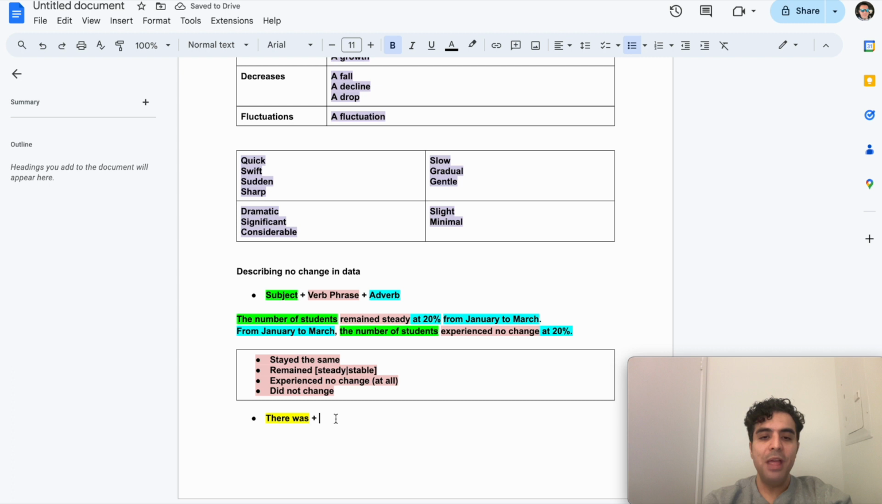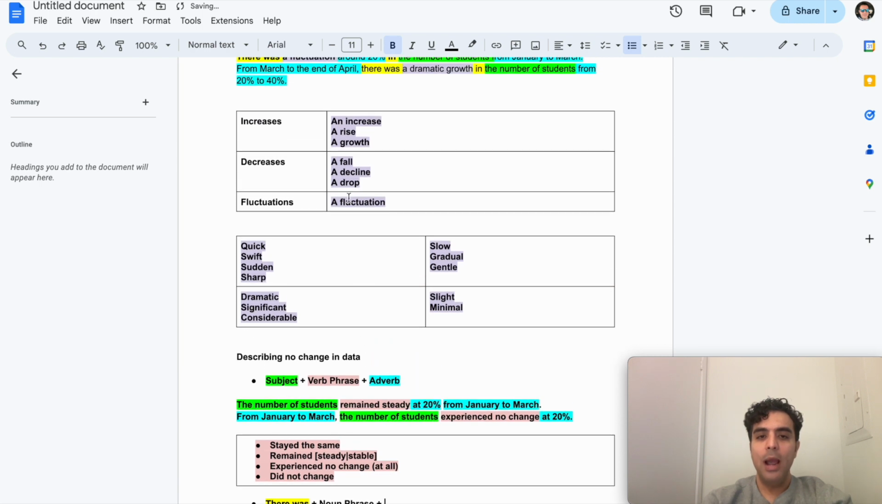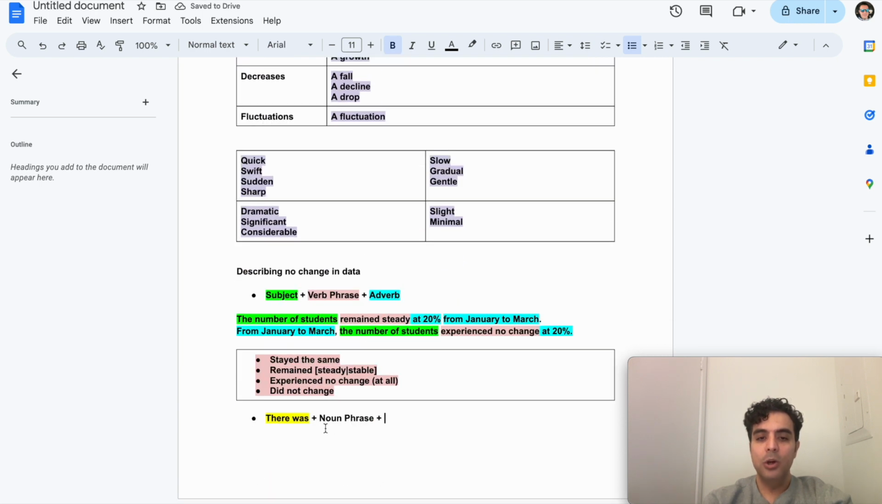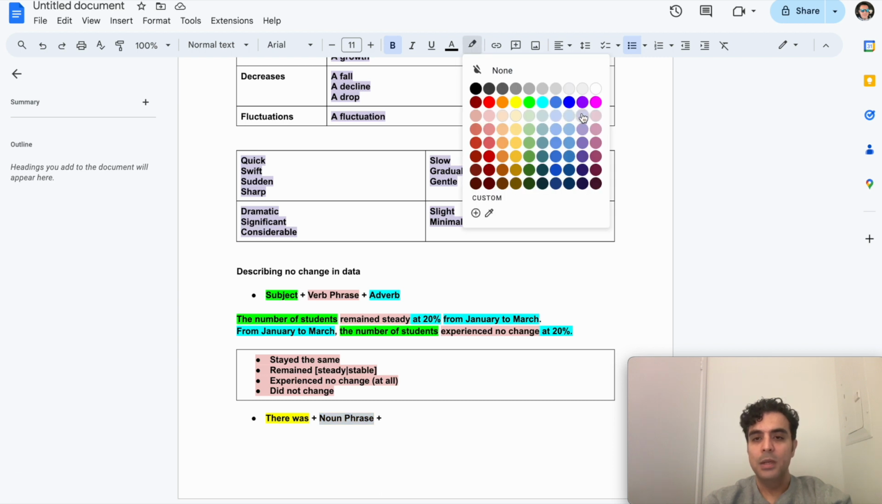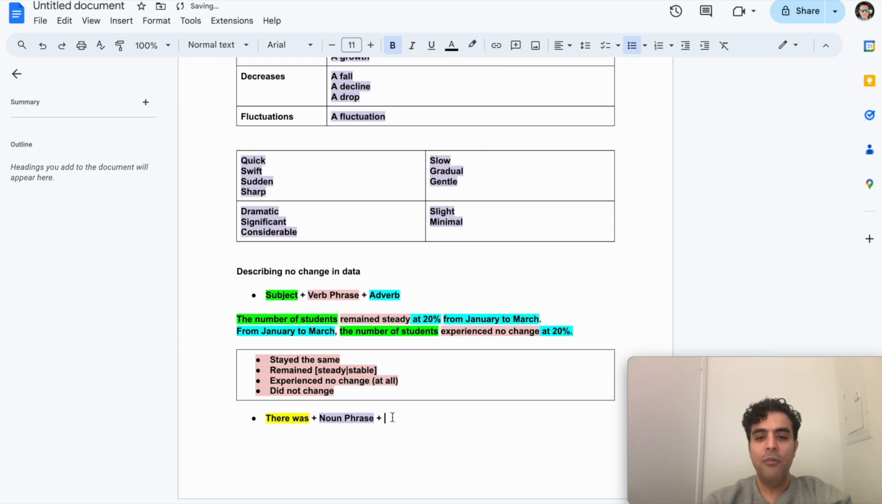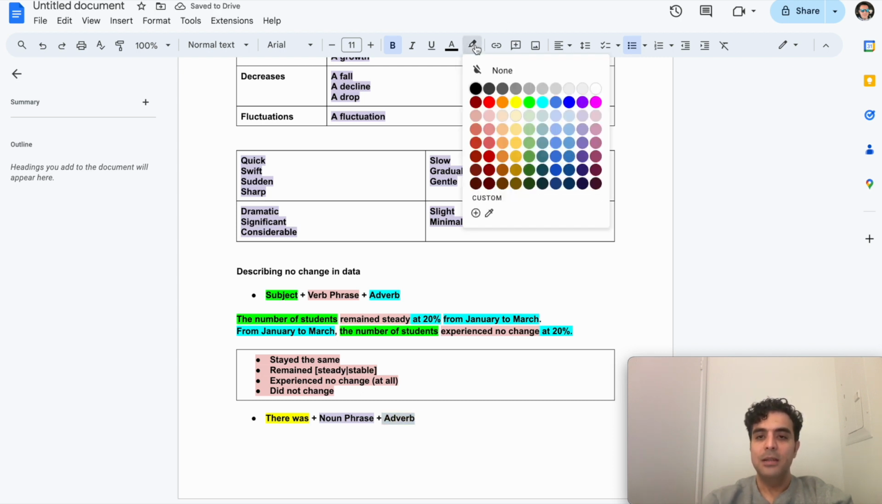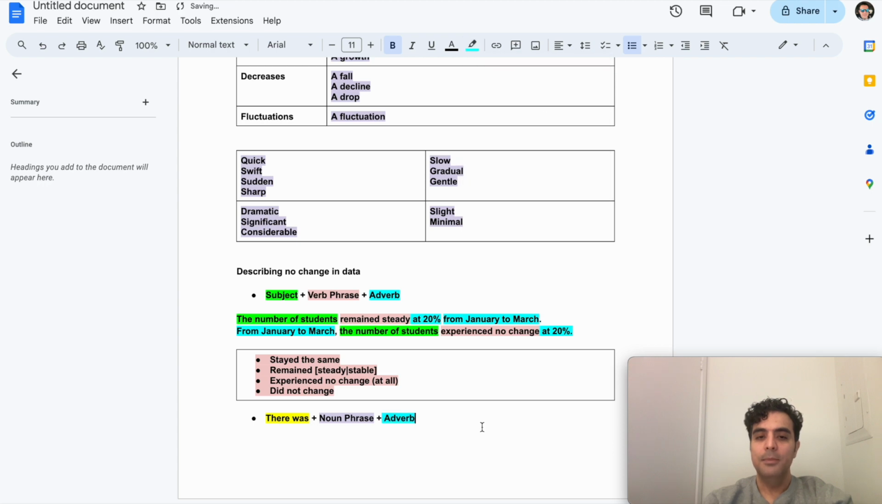And then after that, you're going to use the noun phrase. And so just like before, how we had the noun phrases color-coded in purple, we're going to do the same again. So here, noun phrase, and then you add any adverb to the end of your sentence. So this is the color.